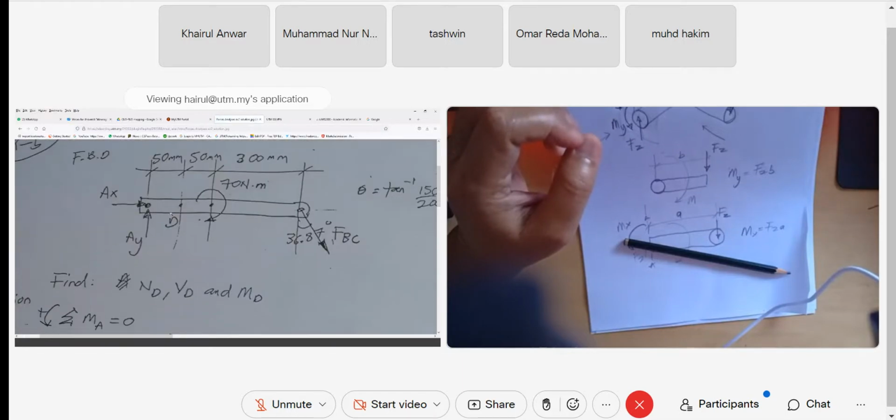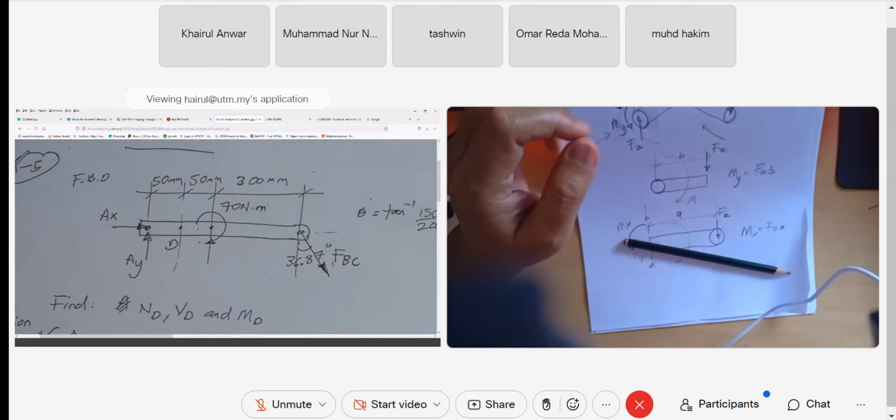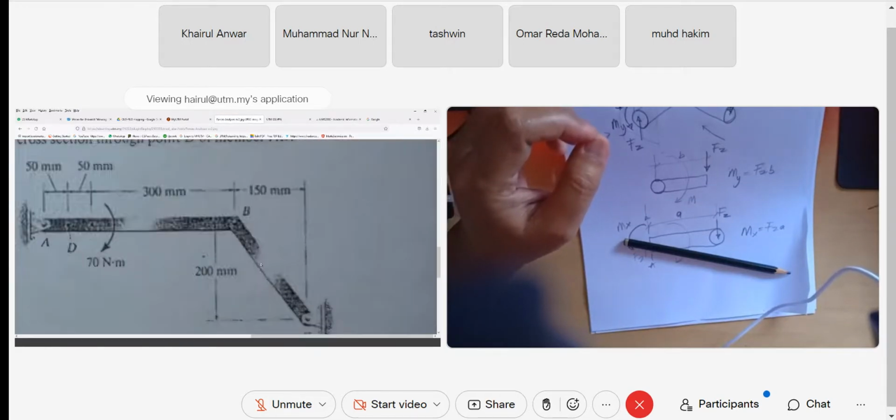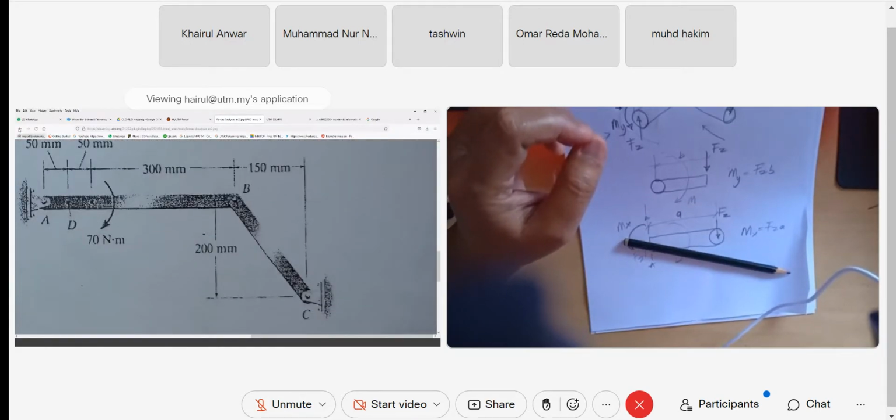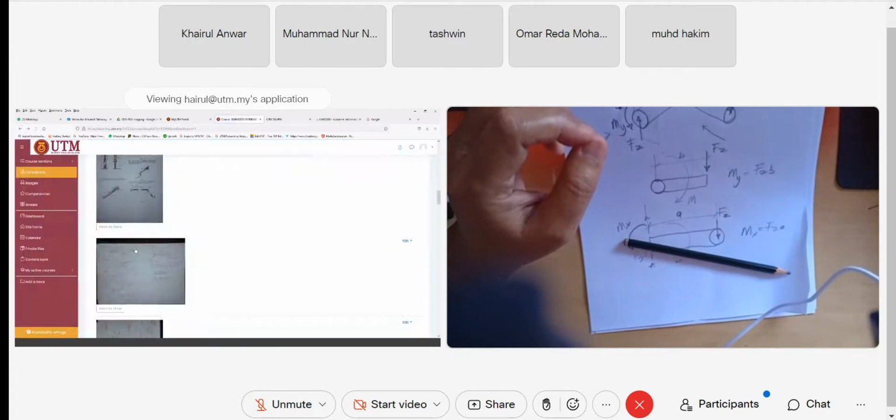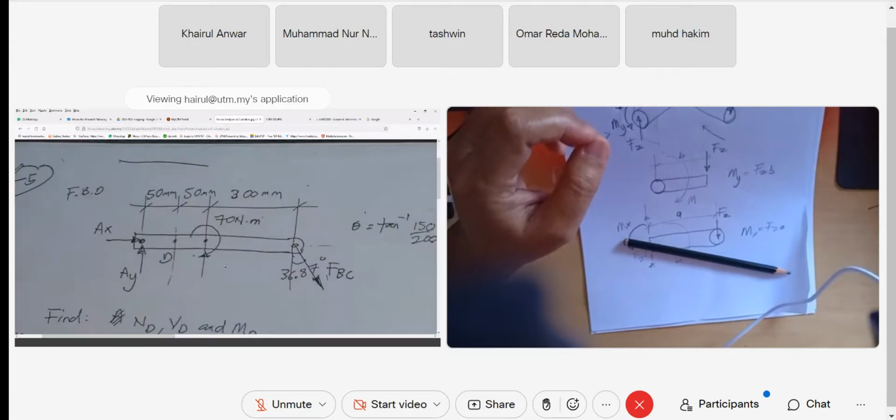If you look on the free body diagram, member ADB. So nampak the pin joint tu, we have AY, AX. The point D ni, we have external moment. Why? Because the question already given. It's given in the question. External moment 70 Newton meter. So in the solution there, I have external moment 70 Newton meter. And direction, this is the link.